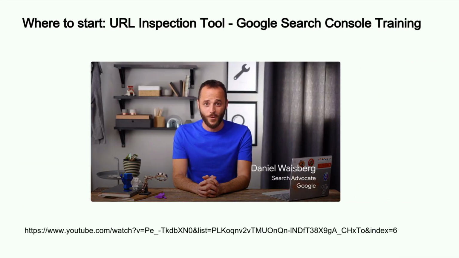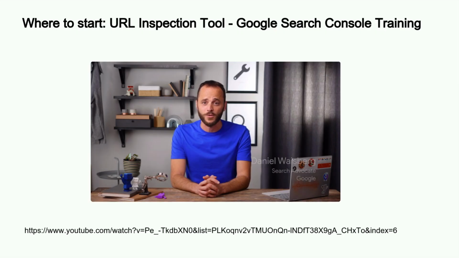Hi, I'm Daniel Weisberg, Search Advocate at Google. And in this video, I'll talk about Search Console's URL inspection tool, which provides information about Google's indexed and live versions of a specific page on your site. This is one of the most important debugging tools to help you understand why your page might not be appearing the way you expect in search results.